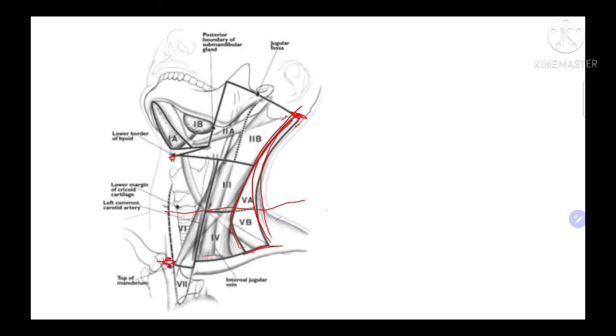This space includes the anterior jugular, paratracheal, pretracheal, prelaryngeal, precricoid, and perithyroidal nodes. Okay.